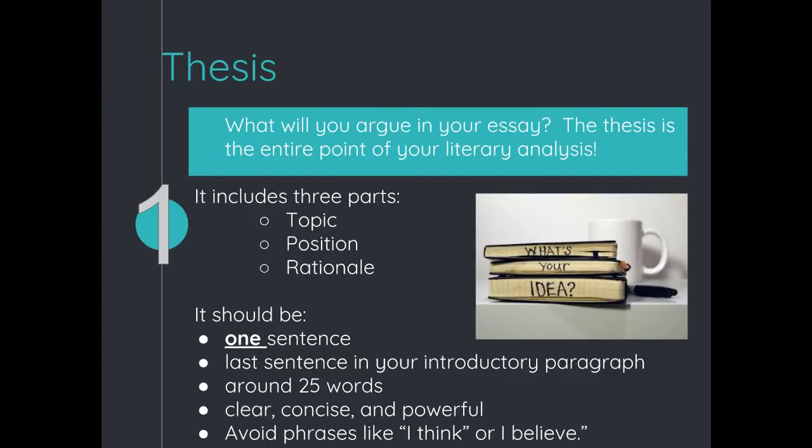And lastly, never, ever, ever do I want to see the words "I think" or "I believe." Just eliminate those personal pronouns from your vocabulary when you are writing anything that is formal writing, like a literary analysis.